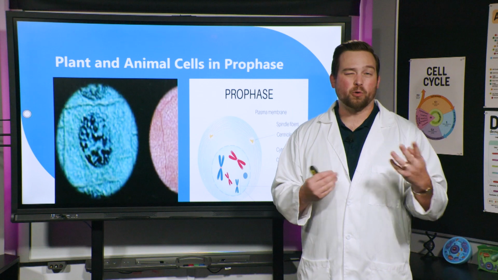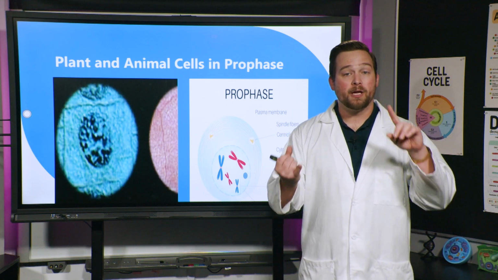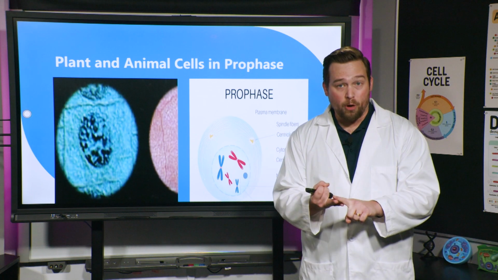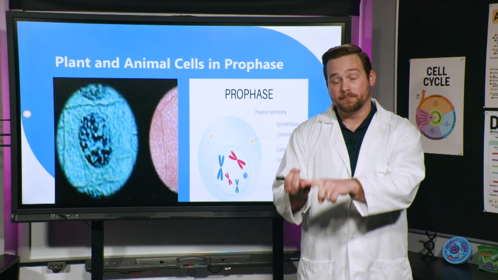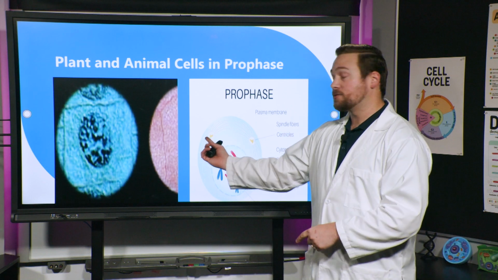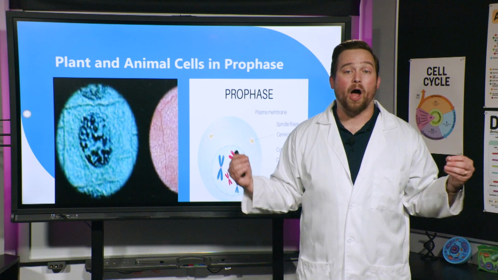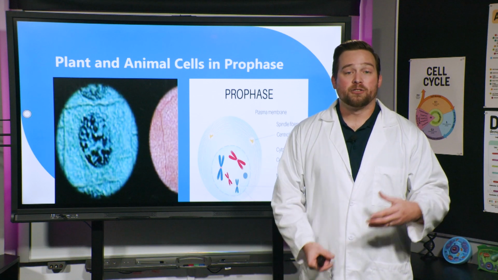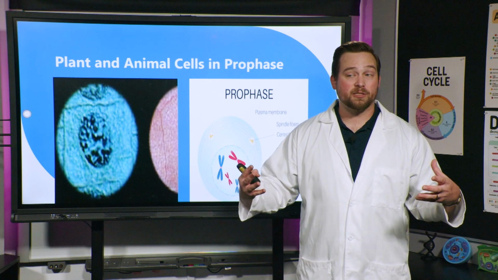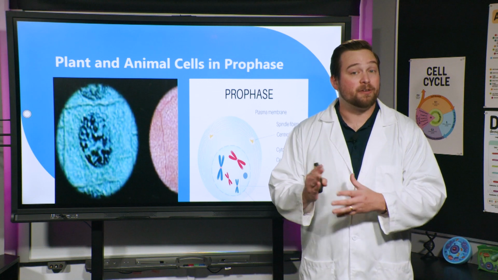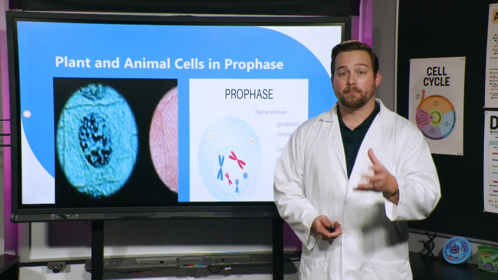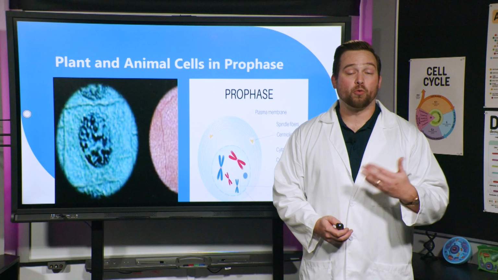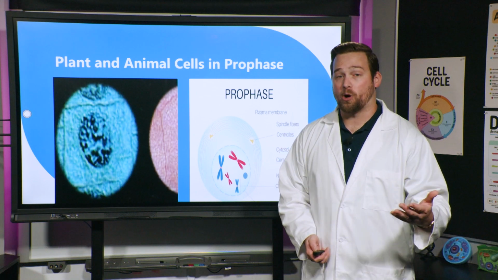Okay, so 3 or 4 different things happening in prophase. The nucleus disappears, the chromatin condenses into chromosomes, and then these centrioles start to move to opposite poles, and you'll see why that's happening here in just a second. So again, prophase is kind of the longest and maybe the most difficult part of mitosis. So after prophase, once that's happened, we'll move into the next part of mitosis.